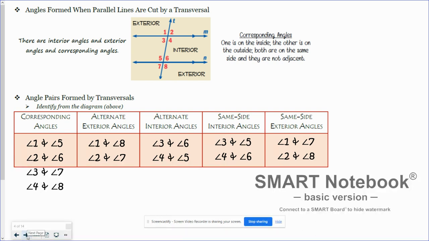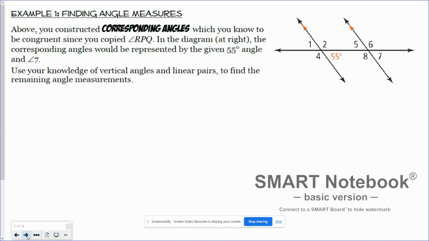Now, these angles are either going to be congruent or supplementary. So let's see what's what. Now, in the construction, you made corresponding angles, which you know to be congruent since you copied an angle to construct the parallel lines. In the diagram at the right, the corresponding angles would be represented by the given 55-degree angle and angle 7. So that means angle 7 is also 55 degrees.